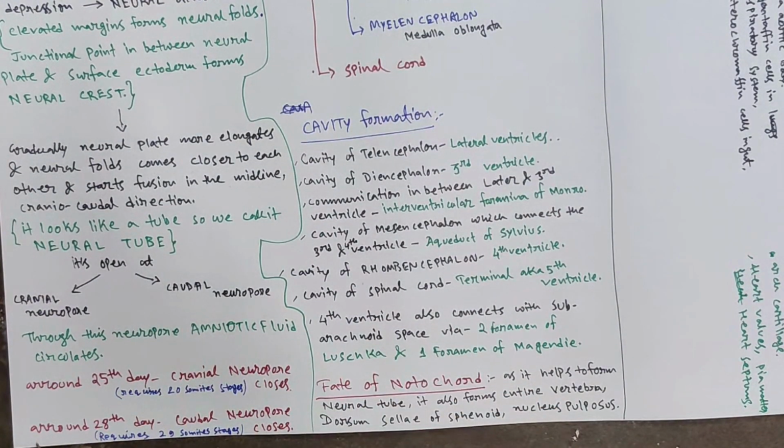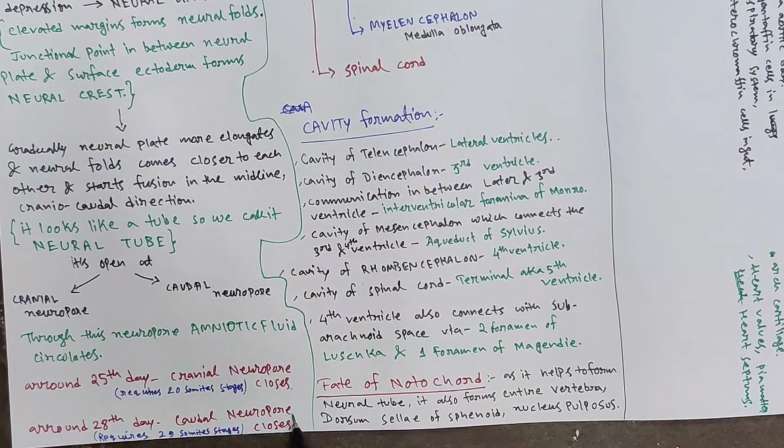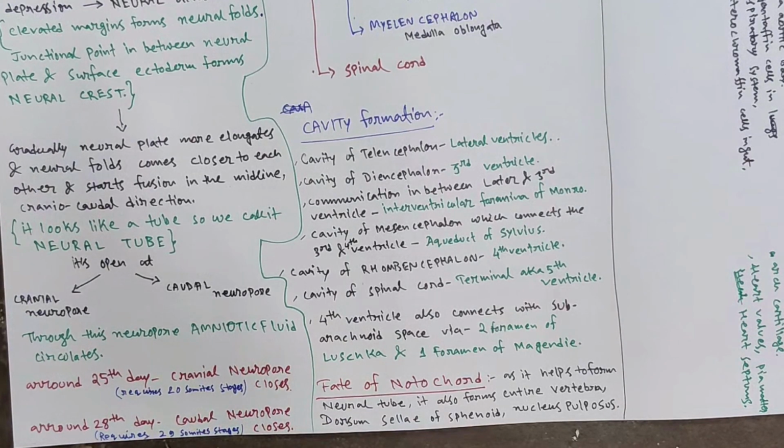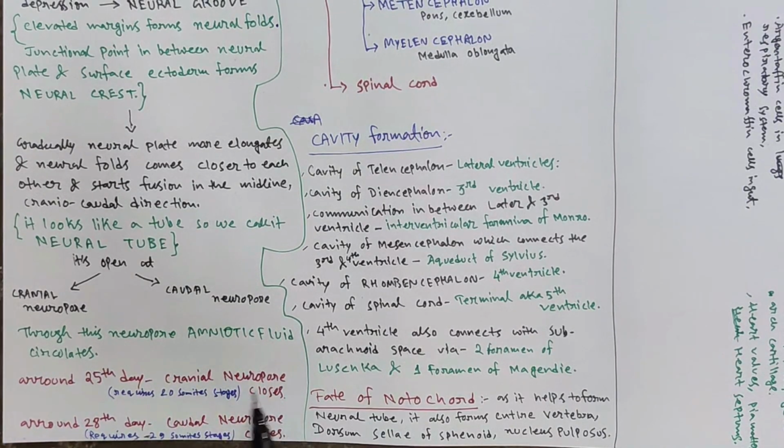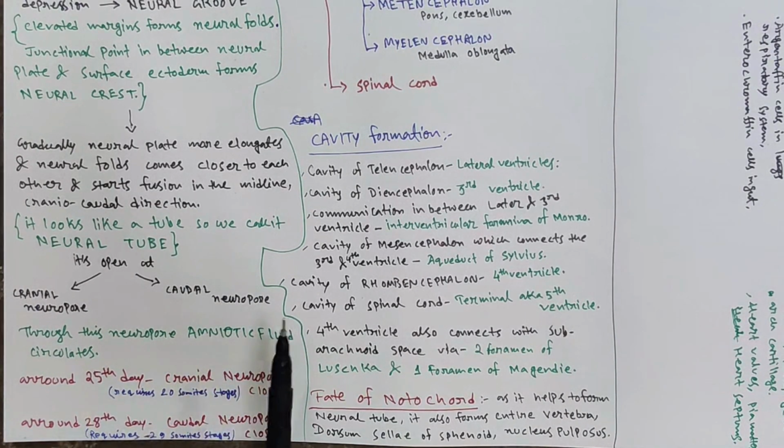Okay. And around the 28th day, the caudal neuropore closes. Now, this closing requires the 29 somite stage. After closing, this cranial neuropore becomes lamina terminalis, and after closing, this caudal neuropore becomes terminal ventricle.